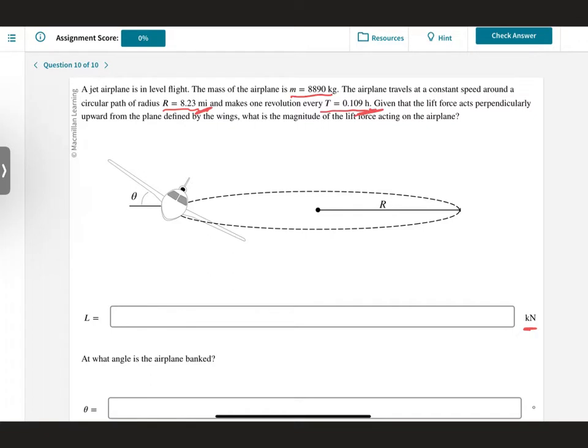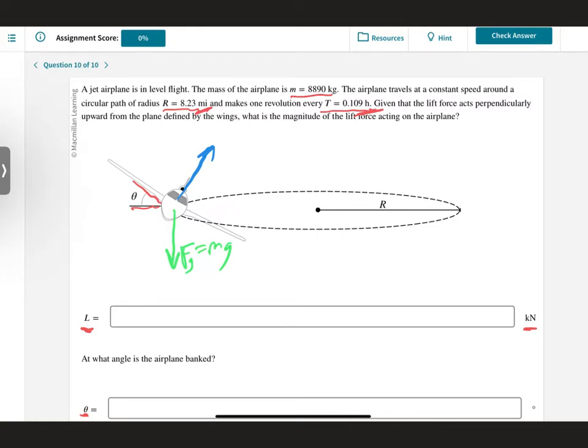We're asked to find the lift force and to find the angle theta. That's our angle theta right here. The lift force is going to be going straight up from the point of view of the airplane. The only other force acting on the airplane is gravity, which is going to pull straight down, Fg, which equals m times g. Now that lift force, it's at an angle.